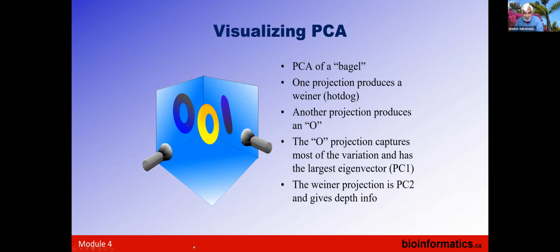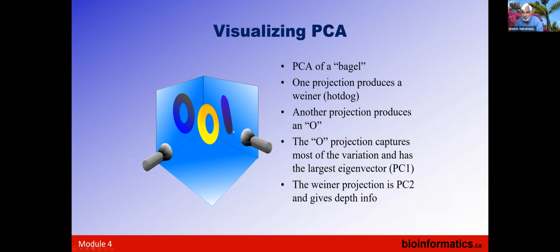This is an example taken from the Canadian Bioinformatics website, lecture website. This is a bagel. If you project a bagel on this dimension, you also get a circle. It looks like this is 2-dimension. A 3-dimensional bagel in 2-dimension looks like this. But if you project it on this dimension axis, it looks like a wiener, a hot dog, right? It looks like a wiener. Because you lose this dimension, you look at this dimension. This projection captures the most variation and has the largest eigenvector. And this projection captures the next one, which gives you the length.